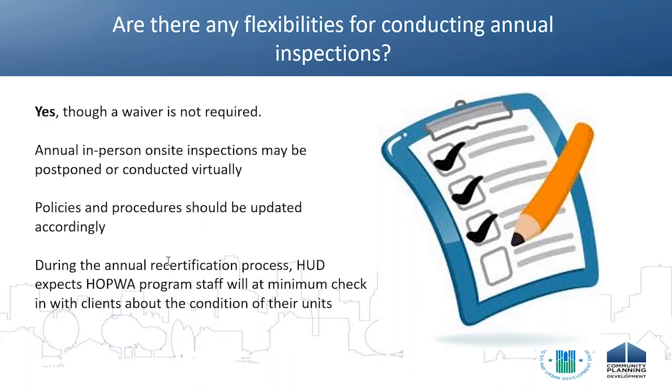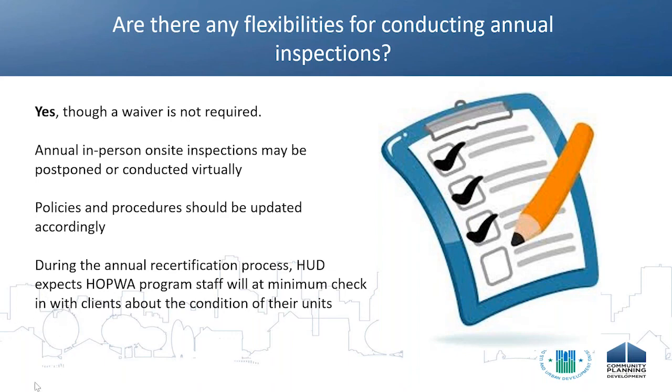In either case, if you're going to postpone them or conduct them virtually, your current policies and procedures should be updated accordingly. During the annual recertification process, the process for which you are gathering information about household income, assets, etc., to determine continued eligibility, HUD does expect that program staff will, at a minimum, check in with clients about the condition of their units, particularly if annual inspections are going to be postponed or delayed.